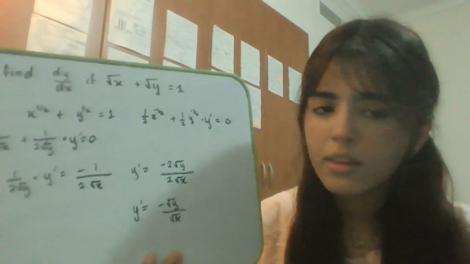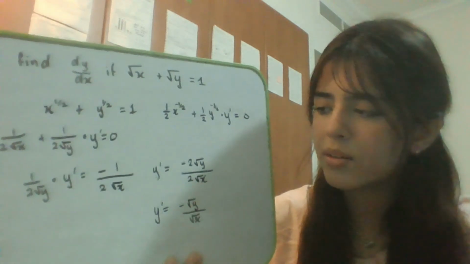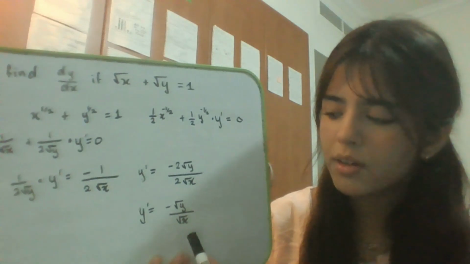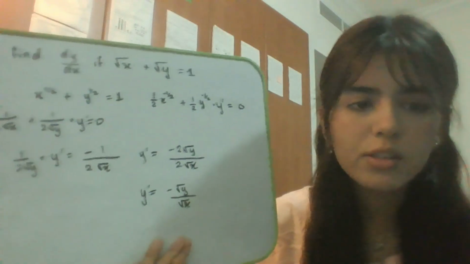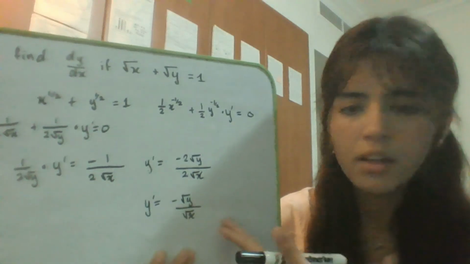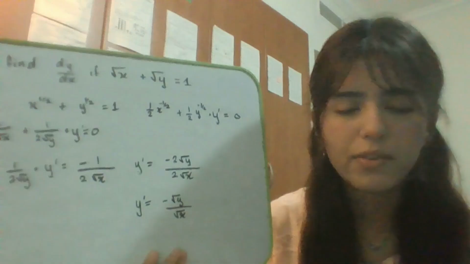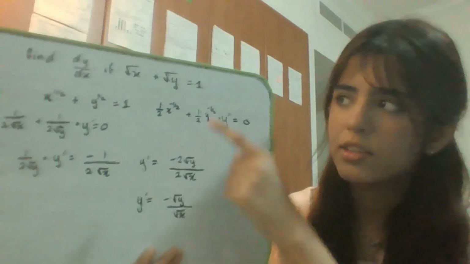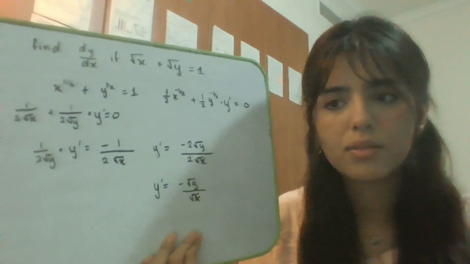So this is our answer, but we can further simplify it by canceling out the 2's. So the 2's get cancelled, and we're left with negative root y over root x, which is y dash. So when you reach the part where you have your y dash on one side and all your terms on the other side, you have your differentiation completed. So yeah, this is your answer to a question like this. So let's move on to another example.